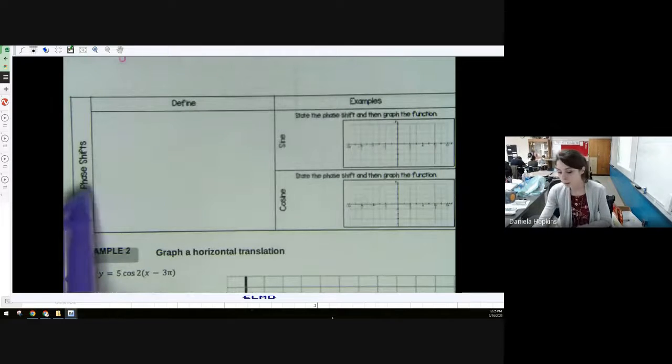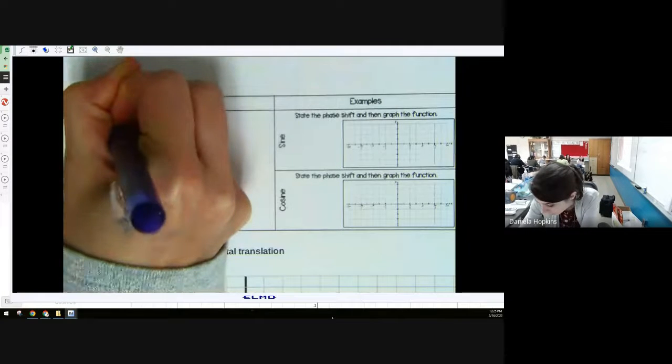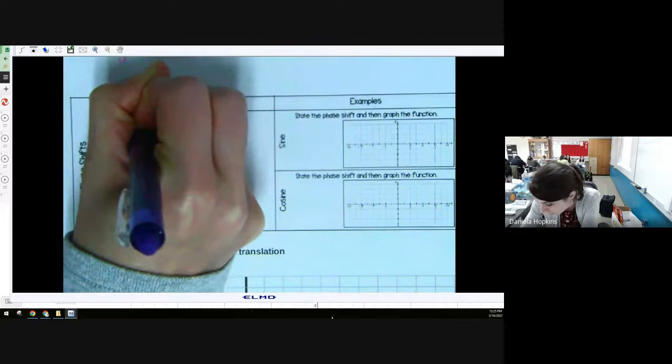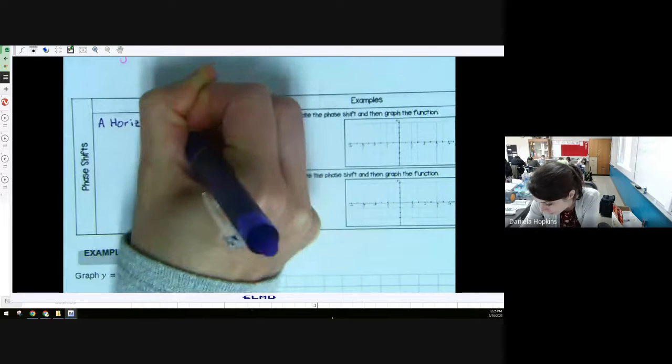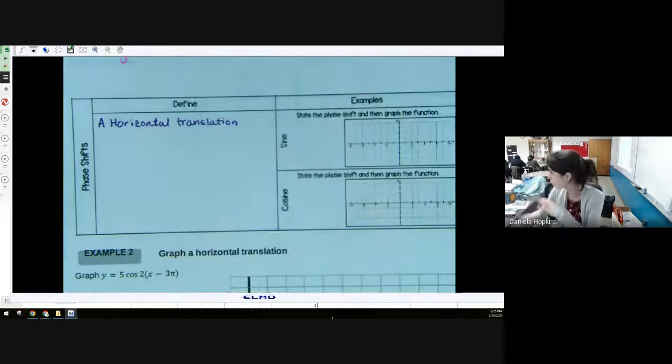So you might see them called phase shifts, but this is also a horizontal translation. And horizontal translations, I don't know if you guys have noticed with any kind of function, anything you put with the x is going to be a horizontal translation. So like when we did parabolas, when you were in vertex form, if it was like x plus 3 all squared plus 2, that plus 3 inside would move you to the left 3. So it's operating the same way.